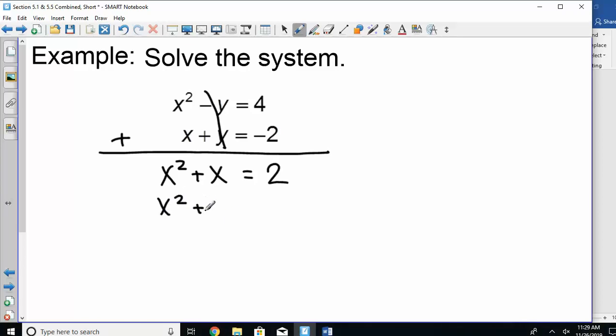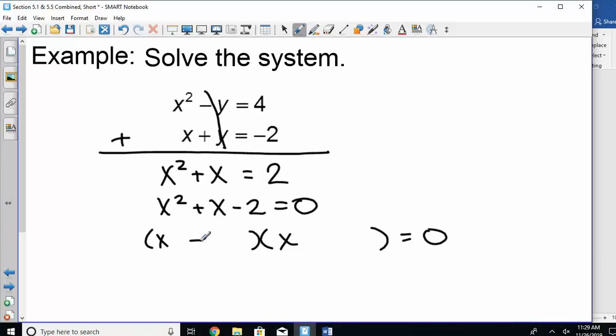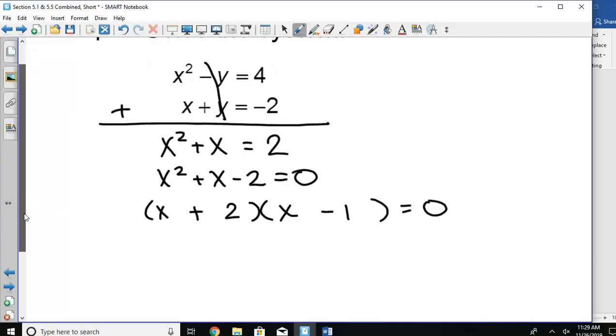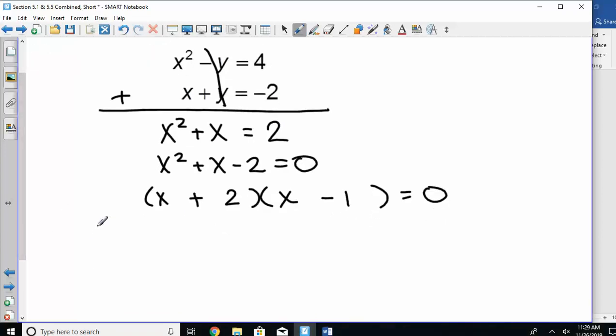This is a quadratic, set it equal to 0. We can do box method. Multiply to -2, add to +1. Set each of those to 0 and we get x to be a -2 and a +1.